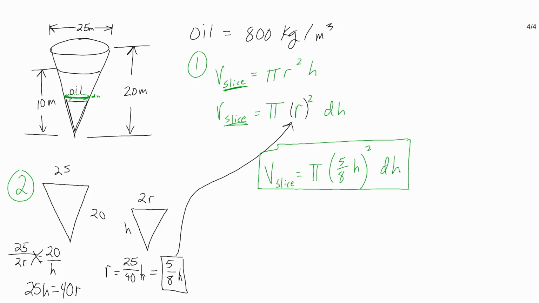Now to get the mass, you take the volume and multiply by the what? Density. So the mass of the slice is going to be equal to the volume times the density. And the density of oil is 800 kilograms per meter cubed.